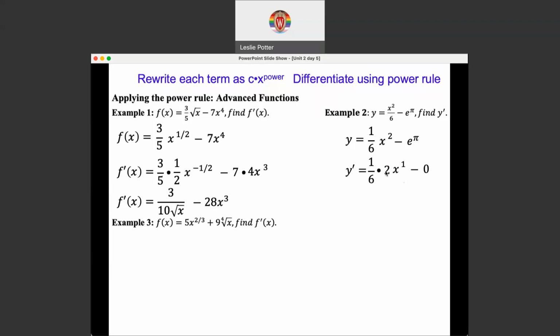Okay, let's simplify this. 1/6 times 2. Well, that's 2 over 6, or that's 1/3. So we're going to write that as 1/3 x, and then minus 0, I guess, but we don't really have to write minus 0. All right, let's take a look at example 3.